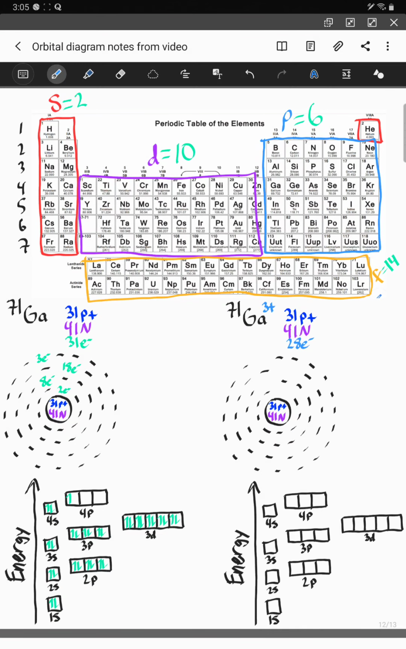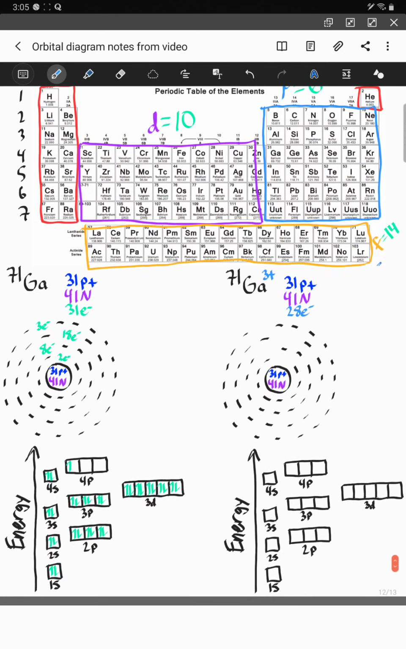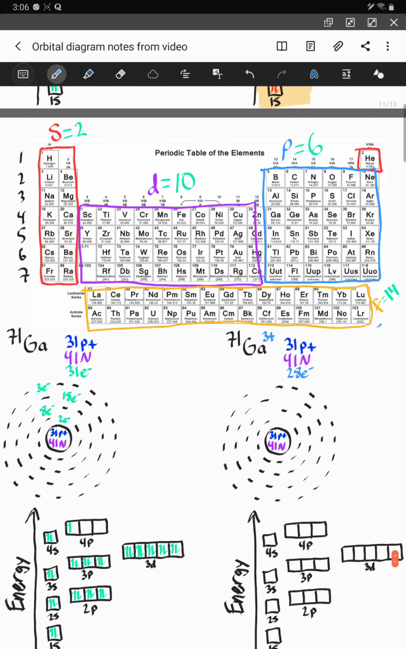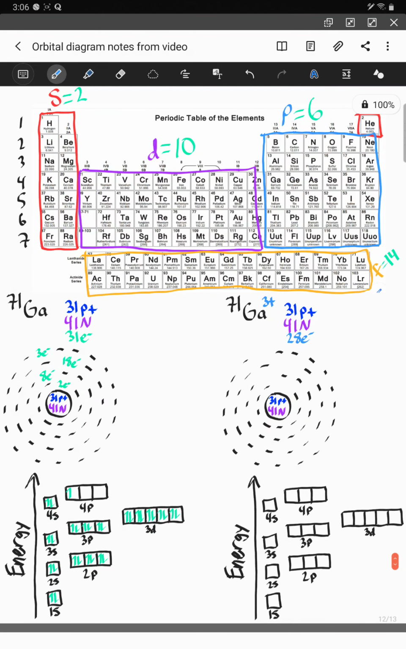So a couple ways you could do this. You could zoom in on this orbital diagram for gallium that is uncharged and then erase 3 electrons. But you have to make sure that you erase the correct 3 electrons. And that's where I think a lot of us are going to make a mistake. So I'm going to show it the long way, and to explain why we're erasing the electrons that we do.